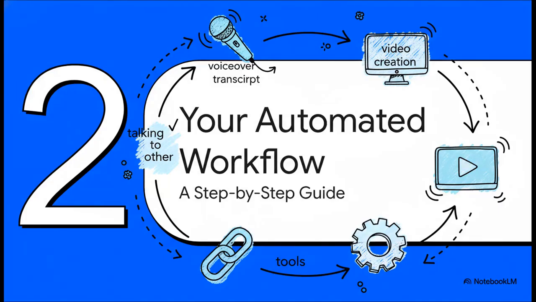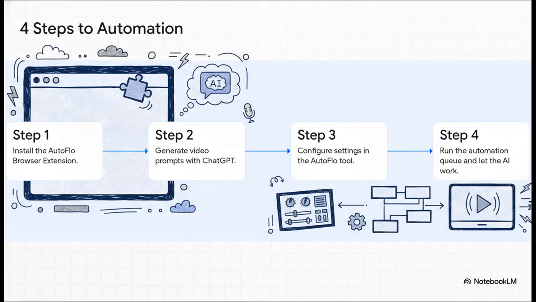Okay, so we've got our tools. Now, how do we make them all play nice together? Let's walk through the entire automated workflow. I'm going to break down the whole setup step by step, and trust me, it is way simpler than you might think. It all boils down to just 4 key steps. First, you'll install that AutoFlow extension. Easy enough. Then, we'll hop over to ChatGPT to generate all our video prompts. Step 3 is just configuring a couple of super quick settings. And finally, the best part, you hit run and you literally just walk away.